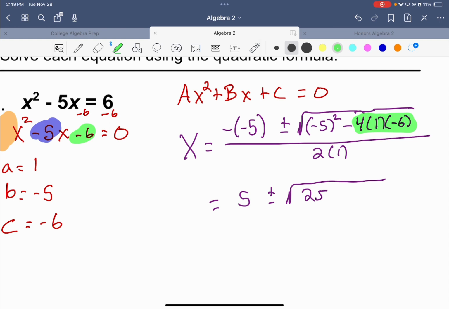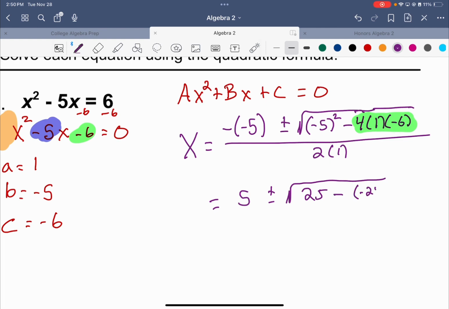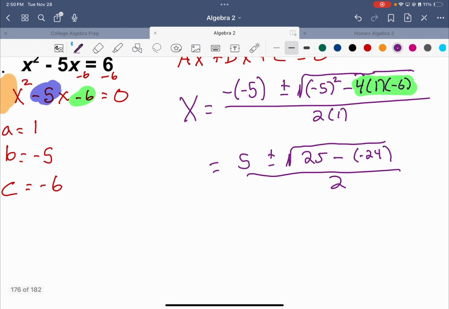So notice I didn't even highlight the negative. So it's minus 4 times 1 times negative 6. 4 times 1 is 4. 4 times negative 6 is negative 24. So that's negative 24 right there. All divided by 2 times 1. That's all divided by 2. Okay. And again, what's the common error in there?